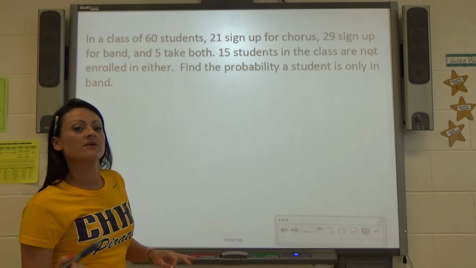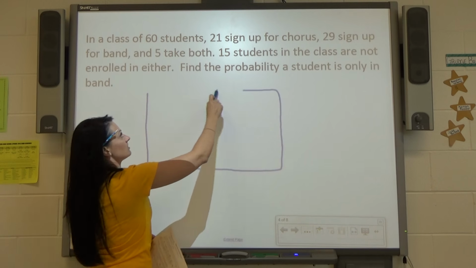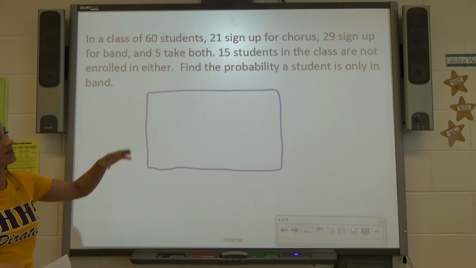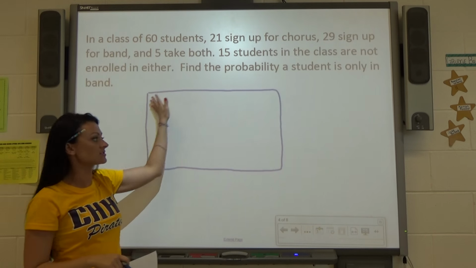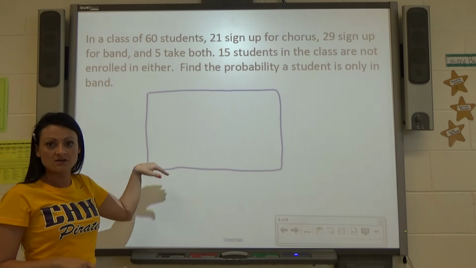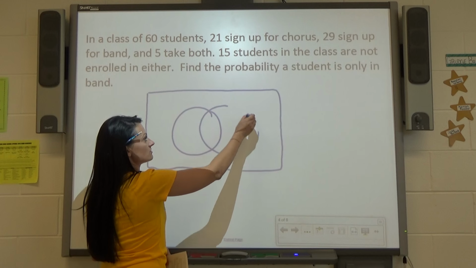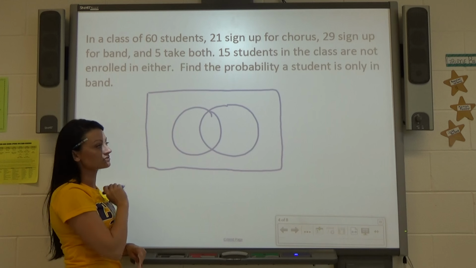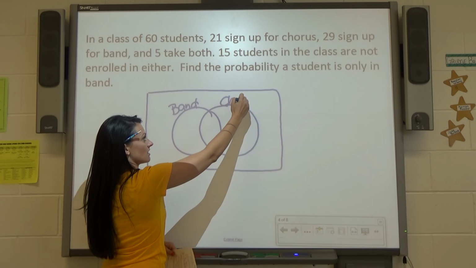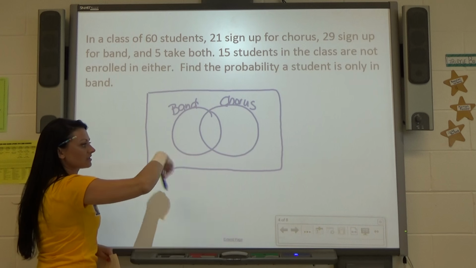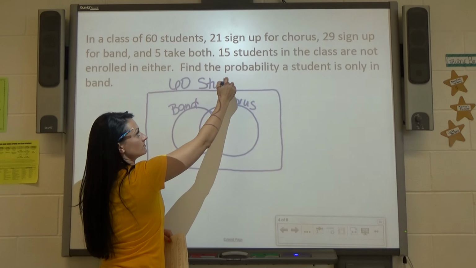So I'm going to make a Venn diagram out of this. Because there could potentially be some students, 15 in this case, that did not take either class, I'm going to represent all 60 students in a rectangle and then put my band students and my chorus students in the circles. So this is going to be the band kids, and this is going to be the chorus kids. And ultimately, everything inside of this box should add up to 60 students total.